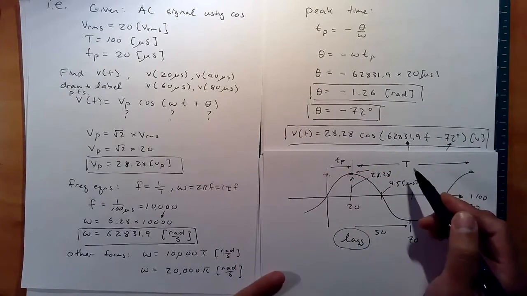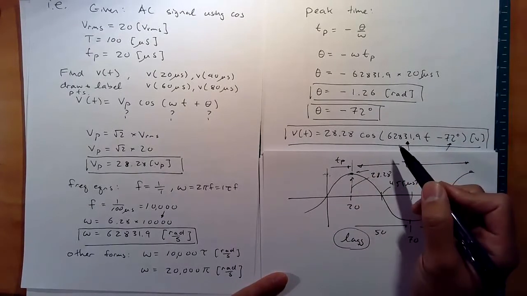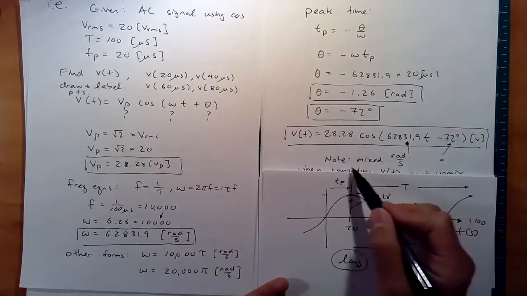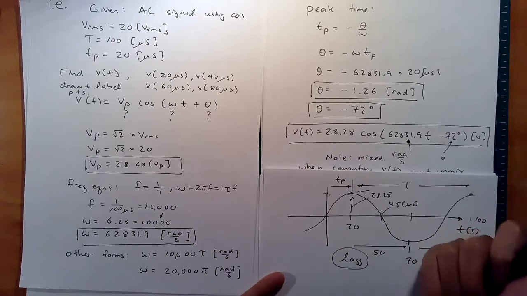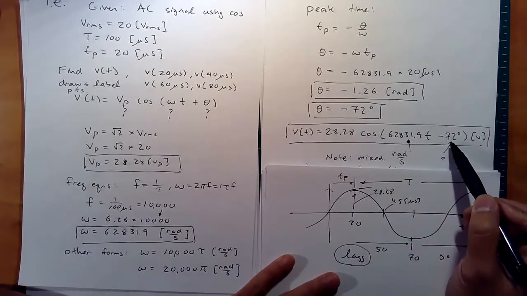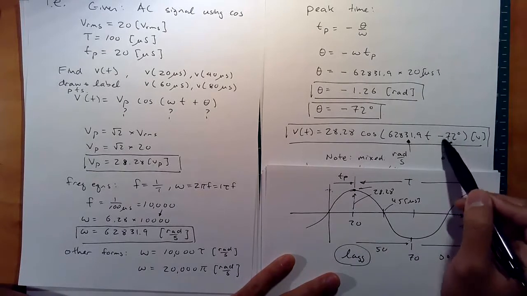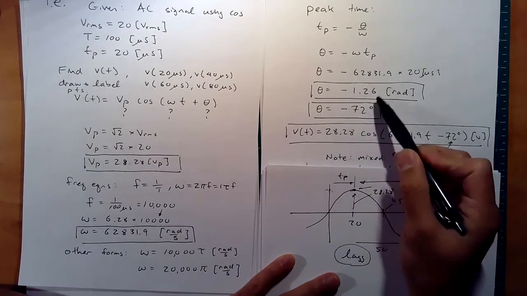Now, here's something that's important to note. When you write down these forms, or if you're given these equations, typically they'll give you the units mixed. I kind of get why they do that, just because we're raised with degrees, and so it's useful to see things in degrees rather than radians.